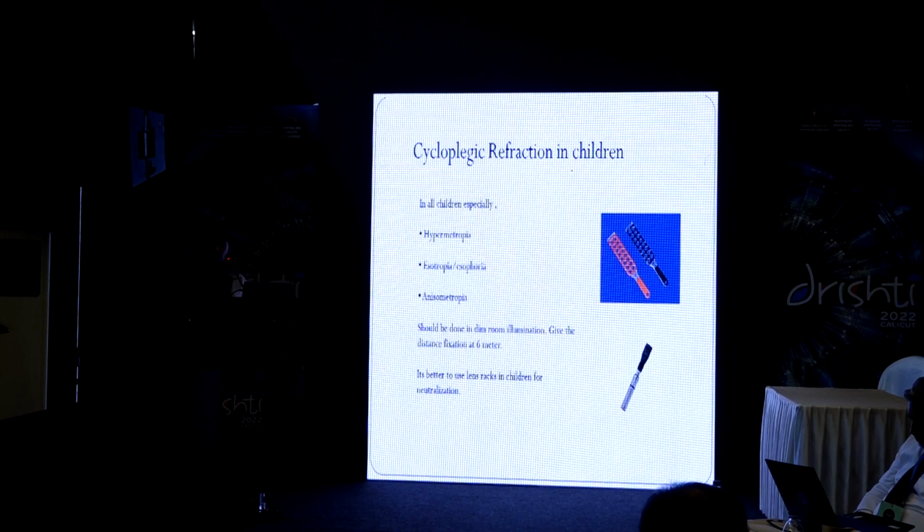In esotropia, here also the refractive or accommodative component we will get after the cycloplegic refraction in this condition. So, whatever the refraction, cycloplegic refraction or objective refraction, try to use user-friendly things like lens racks. In children, we can use the lens racks because it will be user-friendly both for the examiner and for the child, because most of the children will not cooperate to wear the trial frame. So we should use user-friendly things while examining the child.